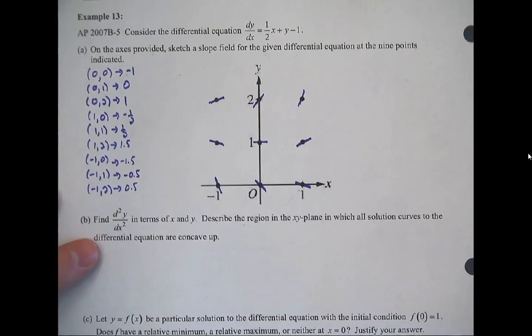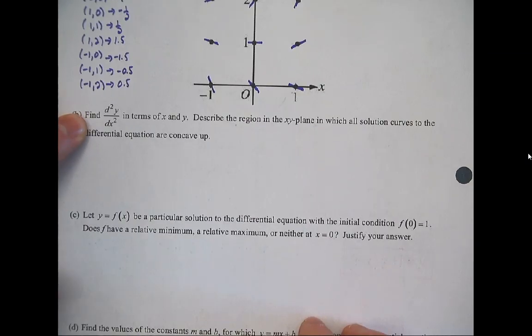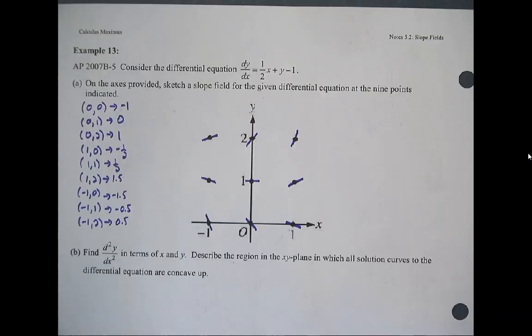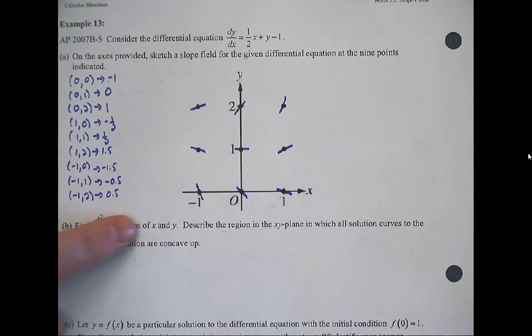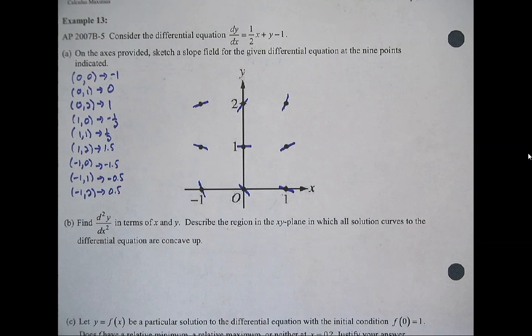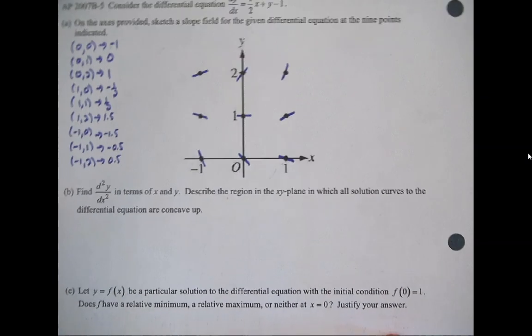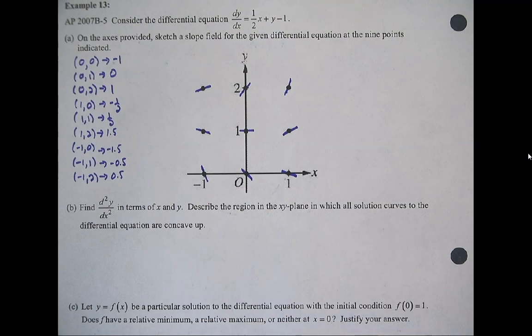All right, so find the second derivative in terms of x and y. So that's nice. That means that we can just take the first derivative and derive it again. We don't have to try to get y or x by itself. So we're going to do some of that. What kind of differentiation is it when you have x and y together? Hopefully you remember that was called implicit differentiation.